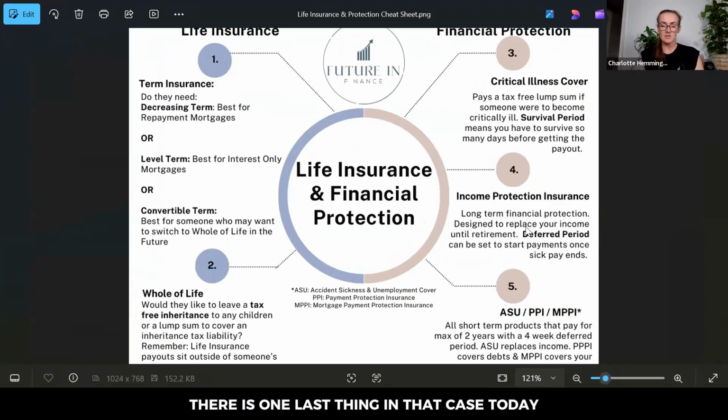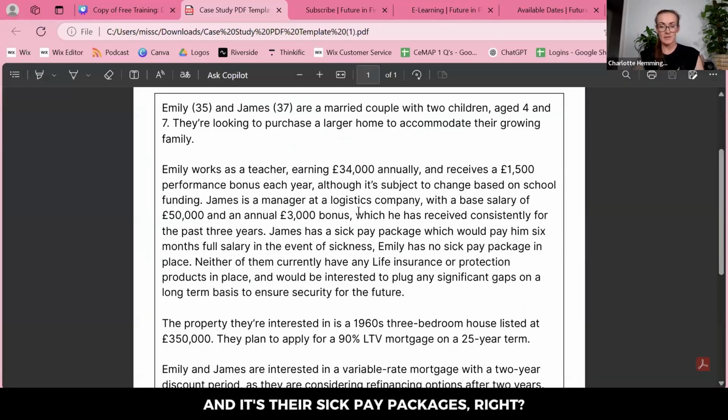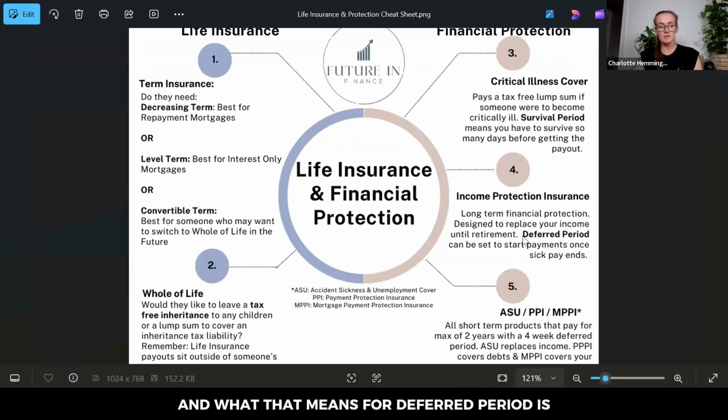There is one last thing in that case study, which is important. And it's their sick pay packages, right? Because that links to deferred periods. So we've established that James has a sick pay package of 6 months, whereas Emily has no sick pay package. And what that means for deferred period is James's deferred period could be 6 months, which means his premiums would probably be a whole lot cheaper in comparison to Emily, who has no sick pay package. She might need to start claiming in week 4. Her premiums are likely to be more expensive because of that.